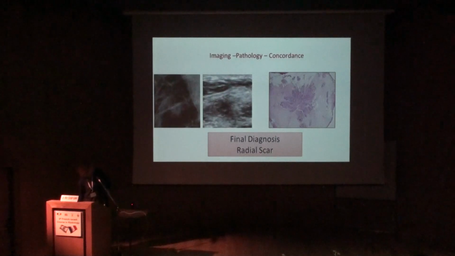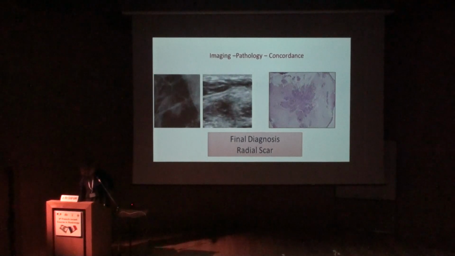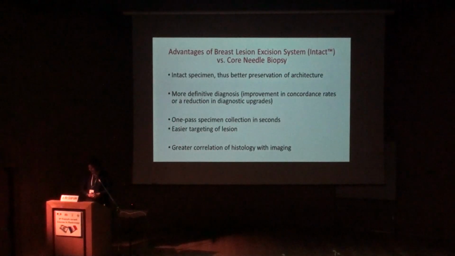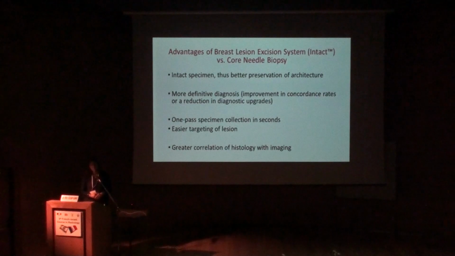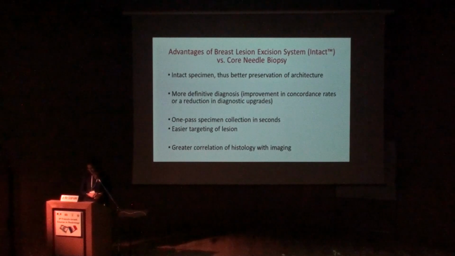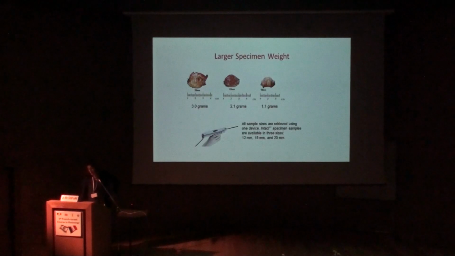Just the concordance, again, very important to compare. This is the mammographic image, irregular small lesion, the ultrasound image, and the pathology, and we can see very nicely the concordance and the final diagnosis of the radial scar. And the advantages are that it's an intact specimen. And for the pathologist, it was much easier to make the diagnosis because the architecture is preserved. It's one specimen and a good correlation with the imaging and the pathology. There are different sizes. Today, the maximum size is 2 centimeters, and it's going to be 3 centimeters.